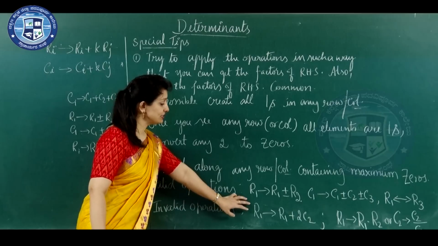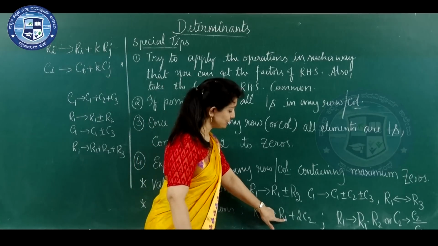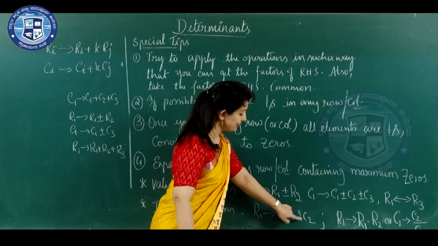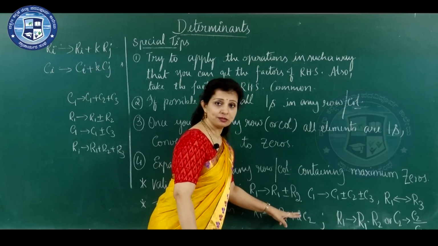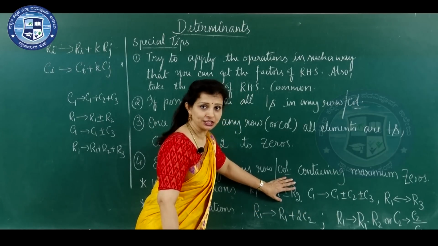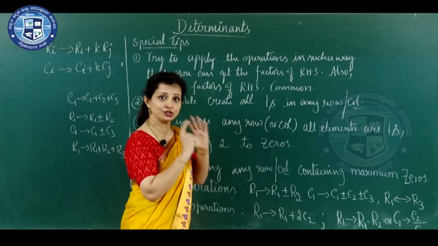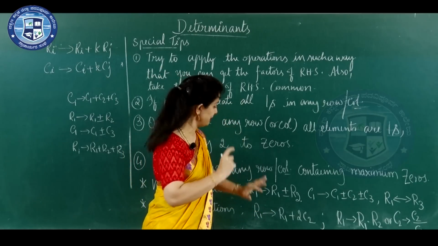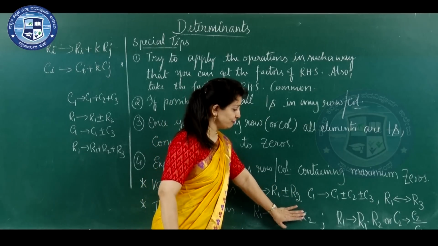Invalid operations, these should not be used. R1 implies R1 plus 2 times C2. So, rows and columns cannot be added or subtracted in one operation. Once you use only row operation, then in the next step you can apply the column operation, but it should contain only the columns. When you operate, it should contain only rows or only columns in one operation.